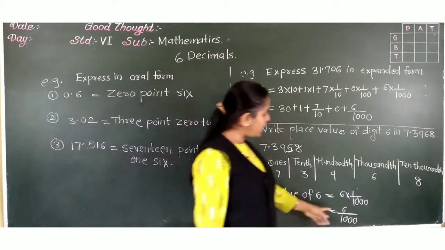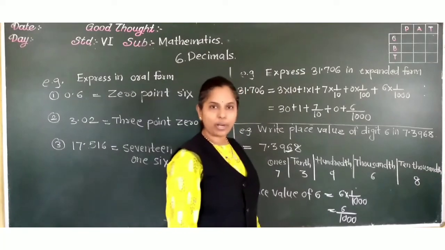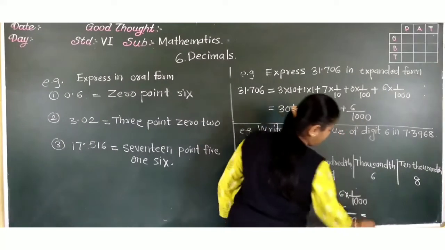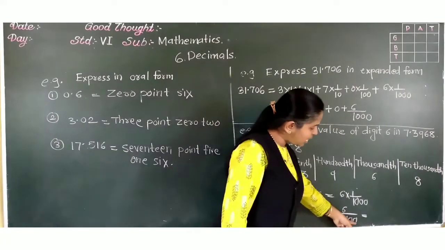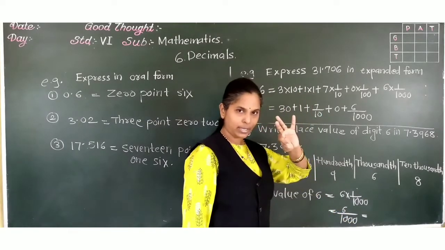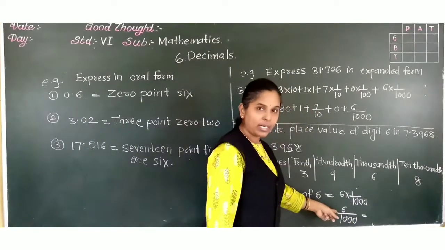Or you can write it by using the decimal point also. How? See here, how many digits are at the denominator? 3. Correct? And here is any whole part there? No.